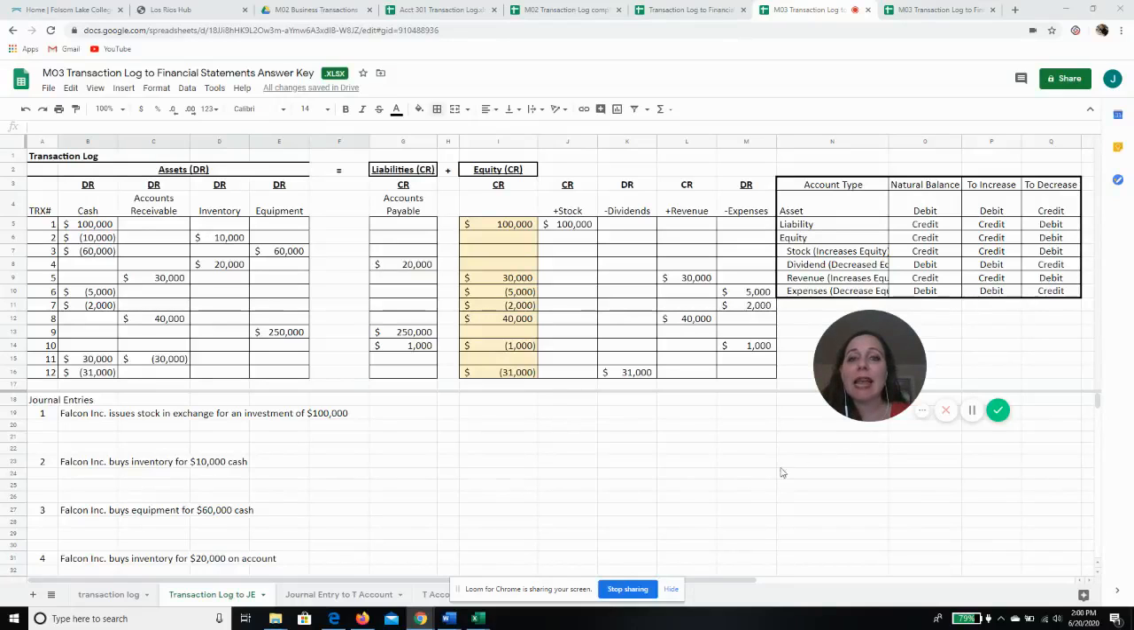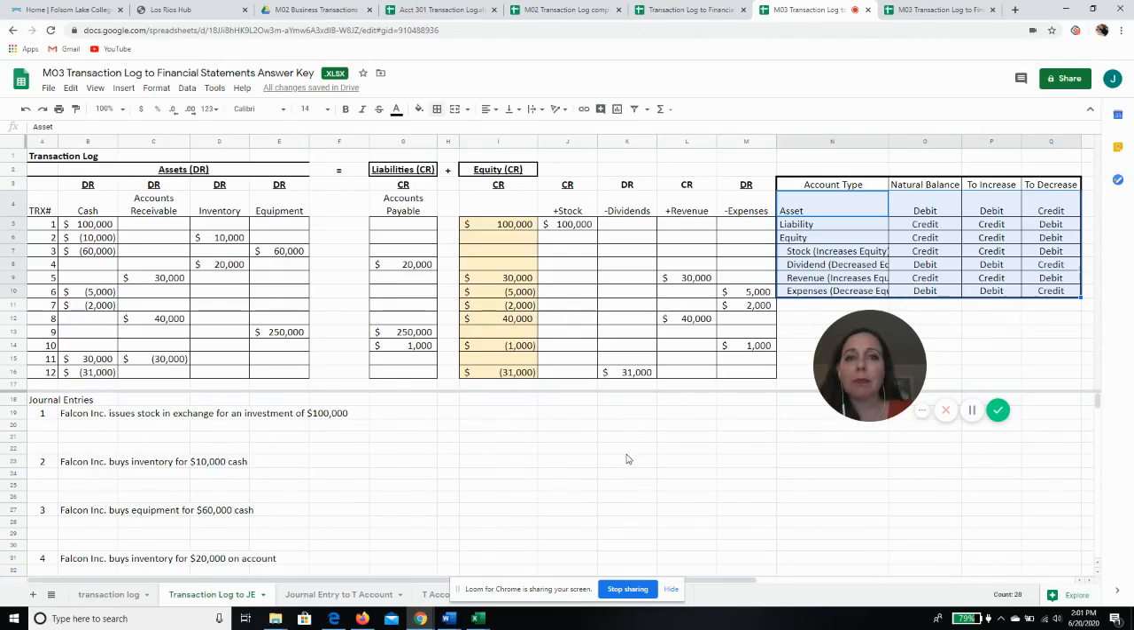Welcome. In the last module, we completed our transaction log. We also completed this little chart. Remember, I said don't memorize it. We're just going to use it. We're going to have it sitting right here next to us so that as we do our journal entries, which is the step we're on now, we can refer to that.